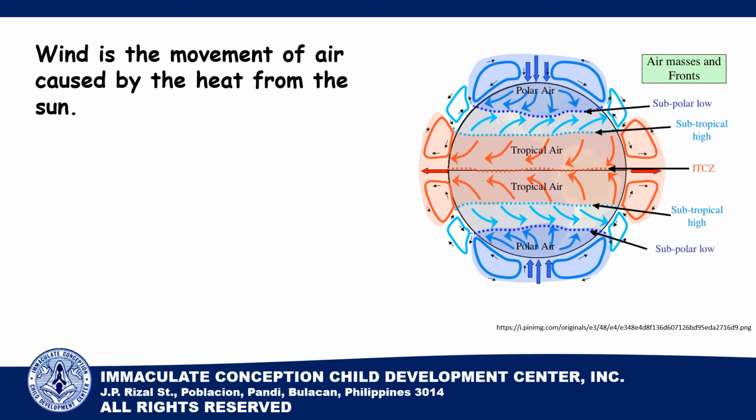Wind is the movement of air caused by heat from the sun. Winds that originate from warm area bring about warm temperatures, while wind from a cool area cools the air.